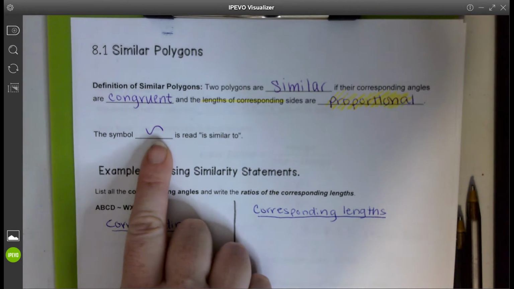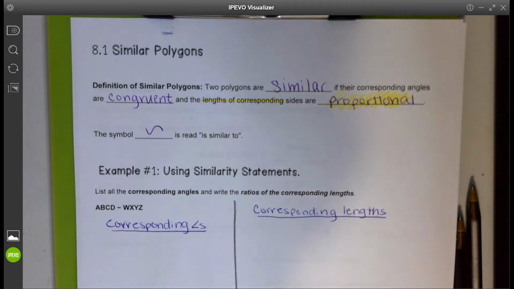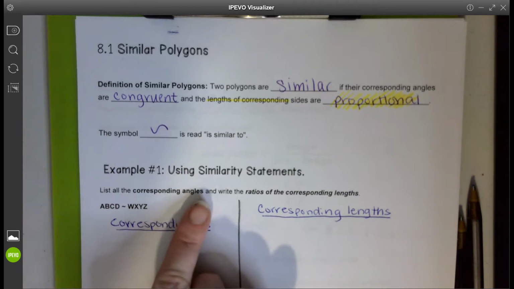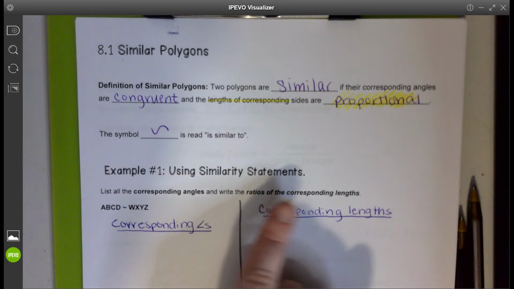Looking on your keyboard, you would see it's where your numbers are at the top, all the way to the left by number 1. That's our similar symbol that I call tilde. All right, so now we're going to see using similarity statements. It says list all the corresponding angles and then write the ratios of the corresponding lengths.